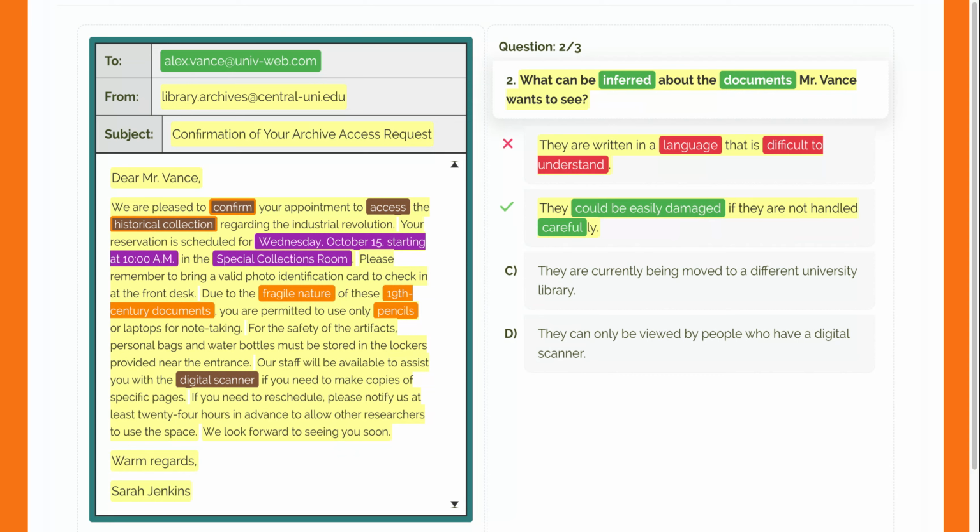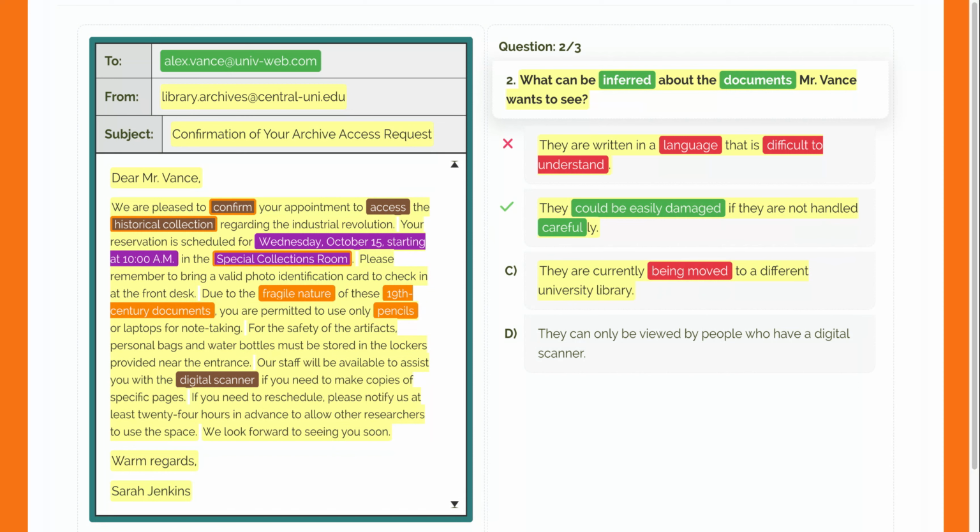Now let's take a closer look at option C. They are currently being moved to a different university library. This choice says the documents are being moved, but the email says the reservation is in the special collections room at the current library. There is no mention of moving them anywhere else. This is incorrect.